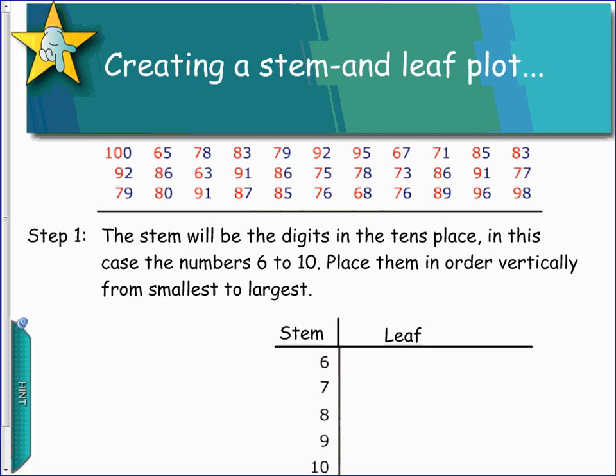By finding the range, by looking at your data set right away, you should first be able to determine what stems you have. And you put them in order vertically from smallest to largest. So when you're going through your data set, you might want to mark: I have 10s, I have 6s, I have 70s, 80s, 90s, until you have every stem represented, and you put them vertically from smallest to largest.